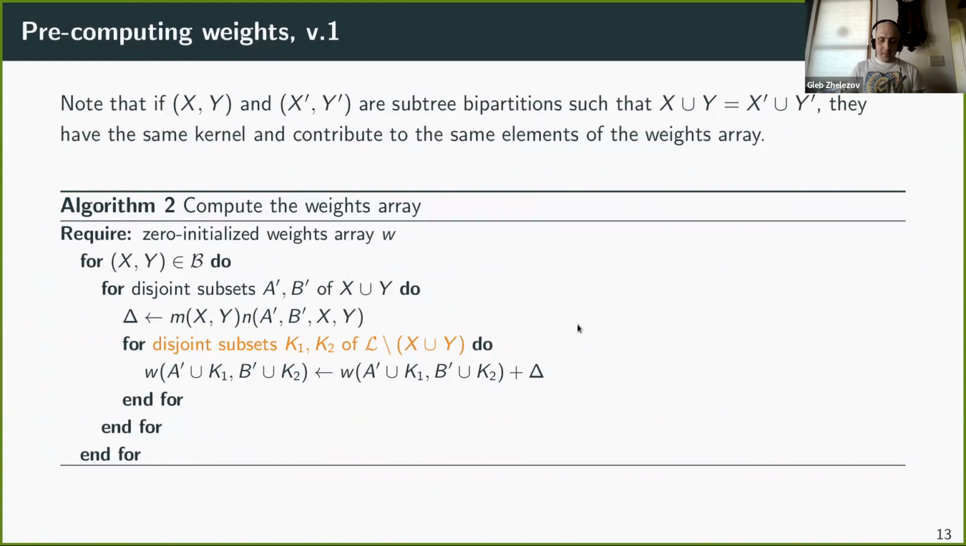The important thing to notice here is the following. A giant part of the calculation comes over here, because you're looking at all the subsets, all the pairs of subsets, I should say, the disjoint pairs of subsets of this L minus X union Y.